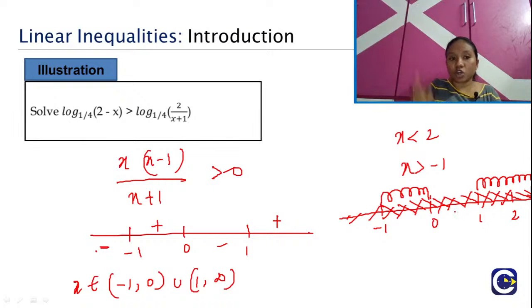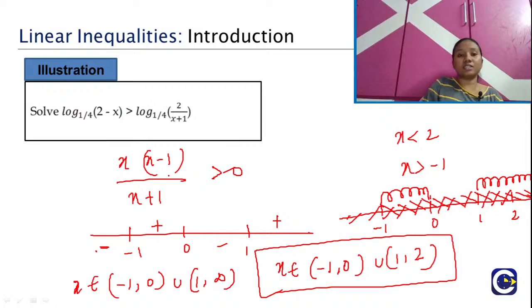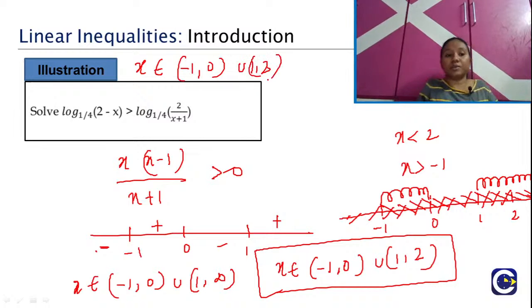So what is the intersection of these three intervals? That is nothing but first this part, that is minus 1 to 0, x belongs to, and the second part will be only this part because this is not the intersection of the other. So union 1 comma 2. So what is the final solution of this logarithmic inequality, guys? The final solution here is x belongs to minus 1 comma 0 union 1 comma 2. So this will be the final solution of the logarithmic inequality, right? So this is how we'll be simplifying any logarithmic inequality of this type.